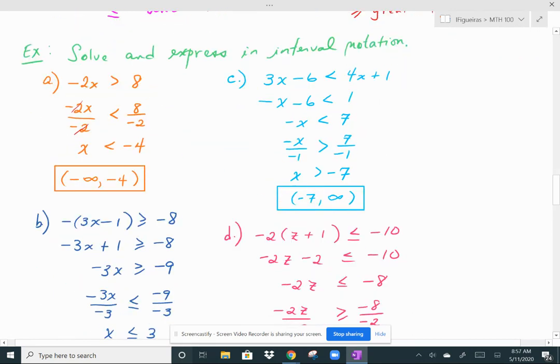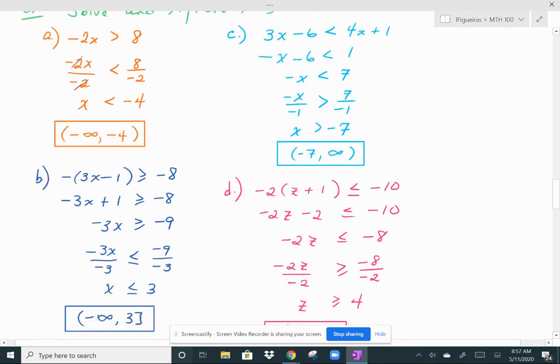We need to solve negative parentheses 3x minus 1 greater than or equal to negative 8. First I distributed the negative, so I have negative 3x plus 1 is greater than or equal to negative 8. Then I want to isolate my x by subtracting 1, which leaves me with negative 3x is greater than or equal to negative 9.